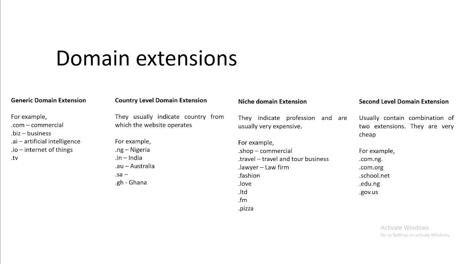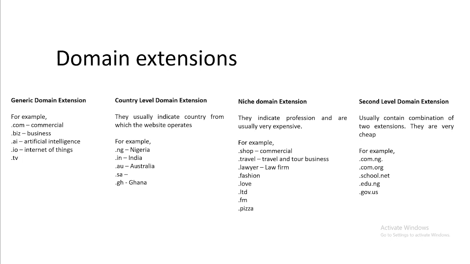So we have country level domain. For example, .ng, .in, which is for India, .au for Australia, .gh for Ghana. And we also have niche domain extension. They indicate profession and are usually very expensive. So examples are .shop, .travel, .lawyer, .fashion, .law, .ltd, .fm, .pizza, and so on.